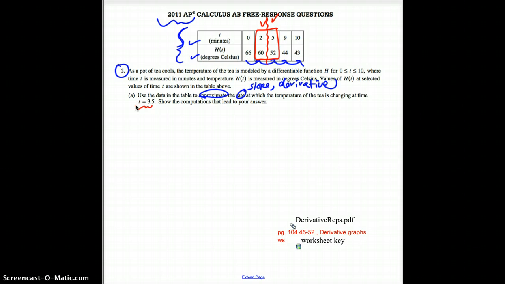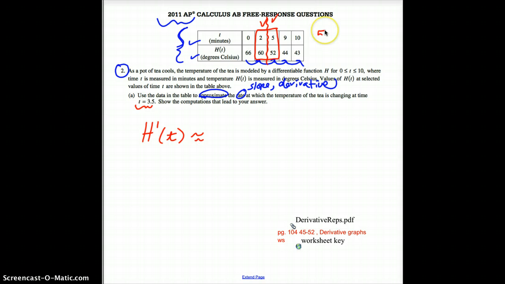So when I go here, it says use the data to approximate the rate. So I'm actually looking for h prime of t, and I want to estimate what's going to happen at about 3.5 minutes. And I'd say, well, okay, what happened at 5?